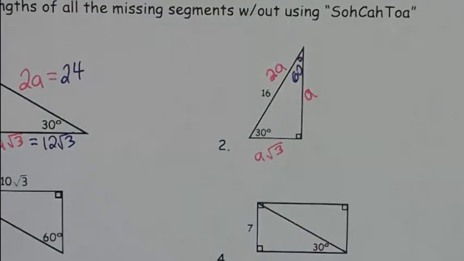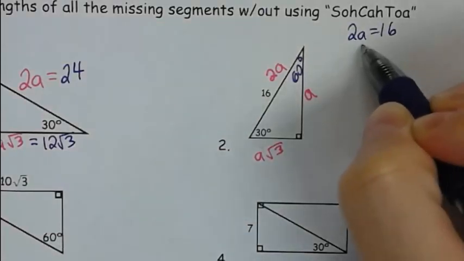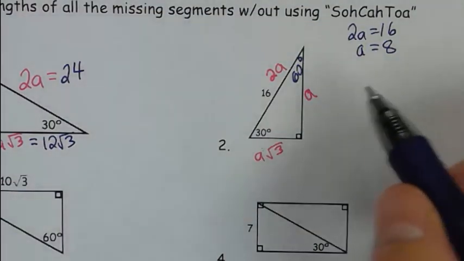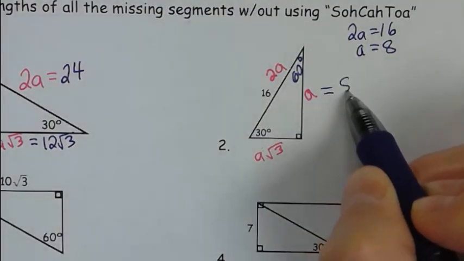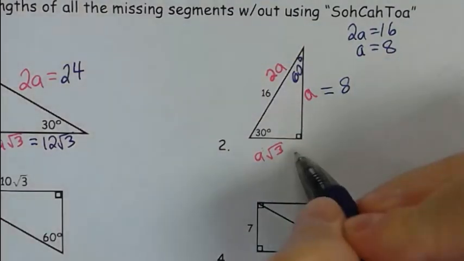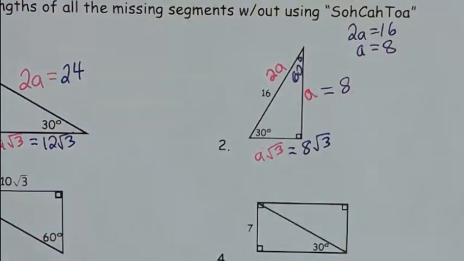So we know our 2A is equal to 16. It's kind of like you're solving 2A equals 16. That means that A has to be 8. Simple as a linear equation like that. So now we know that A is 8. If A is 8, that means that A root 3 has got to be 8 root 3. So not even that much math that we were doing in number 2 just now.